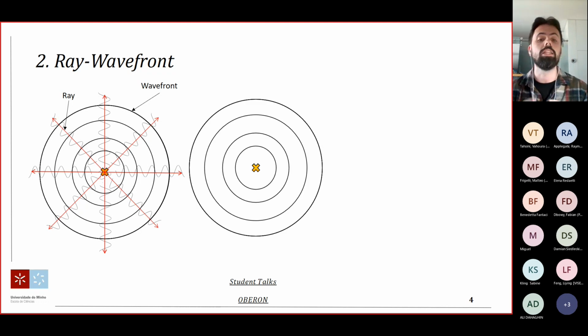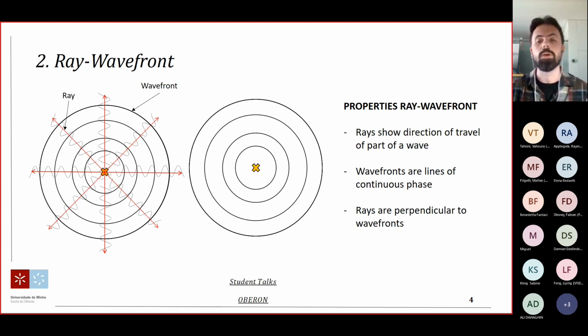Now you can define this radiation of the source in all directions as, for example, these spherical wavefronts. There are going to be properties between rays and wavefronts. As I said, these rays are going to show us the direction of travel of a part of a wave. Wavefronts are lines of continuous phase, and these rays are going to be perpendicular to wavefronts.